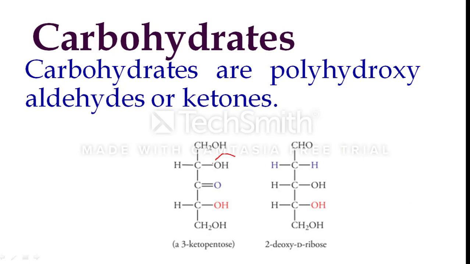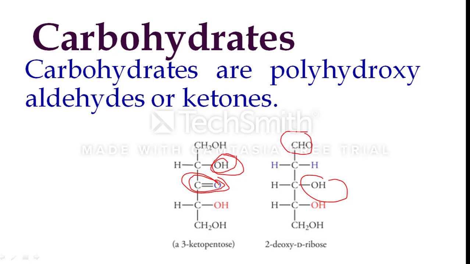the carbonyl group is either a ketone or the carbonyl group may be an aldehyde. So the carbohydrates which have a hydroxyl group and the aldehyde as the functional group are called polyhydroxyaldehydes, whereas the carbohydrates which have the ketone as the functional group with one or more hydroxyl groups are termed polyhydroxy ketones.